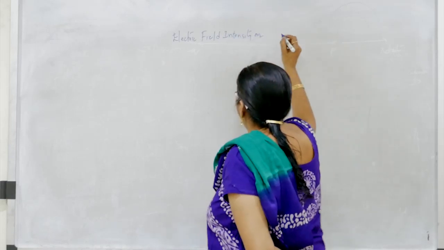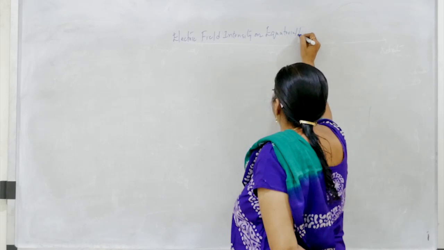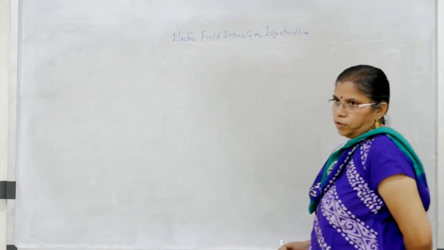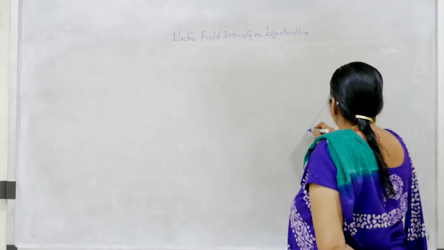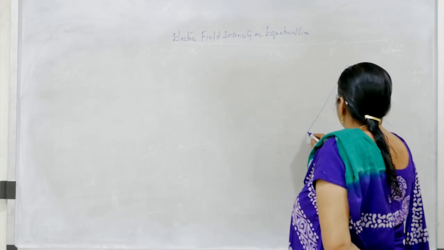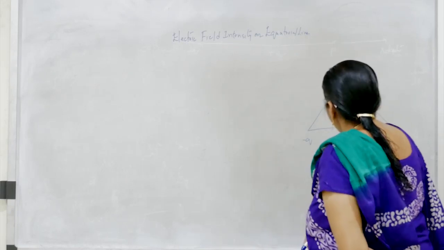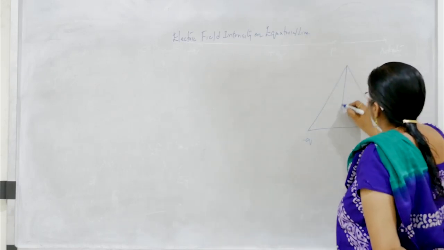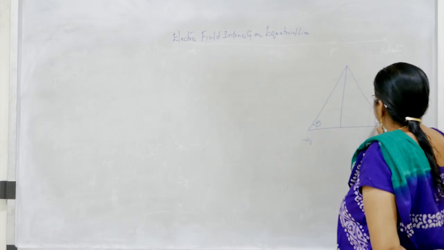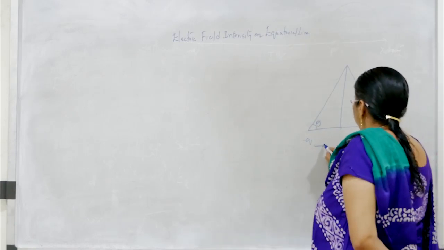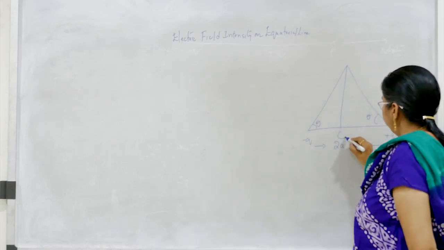On the equatorial line. So for this I take again a diagram like this, minus q and plus q, and here P is, so this is theta and this is theta, and 2a is the distance of separation between them, O is the center.